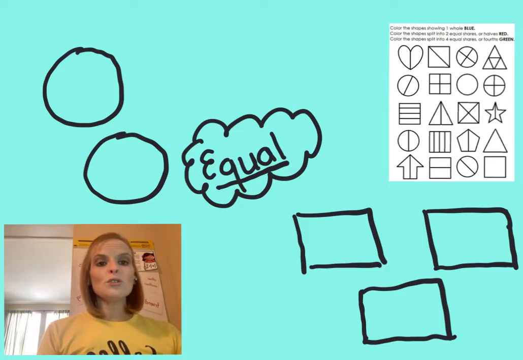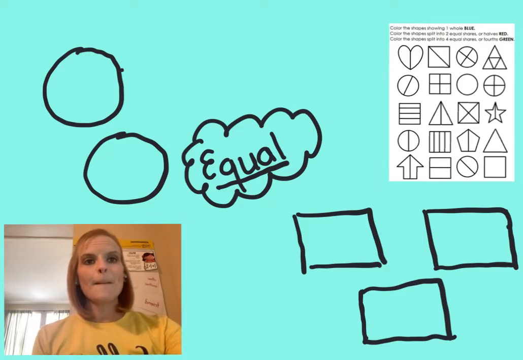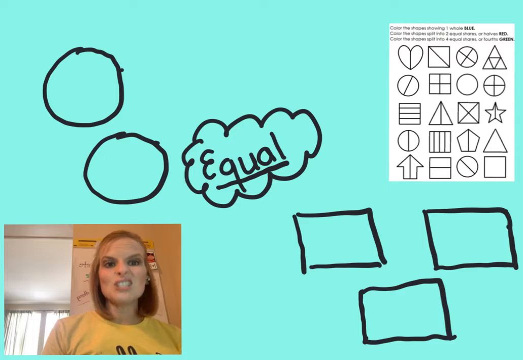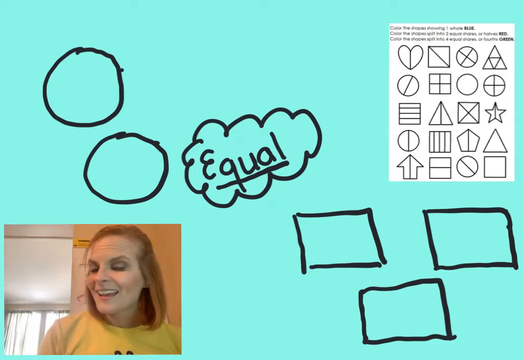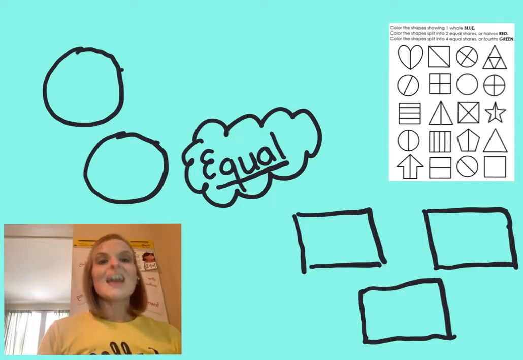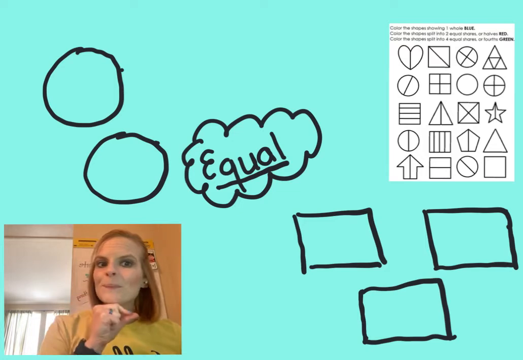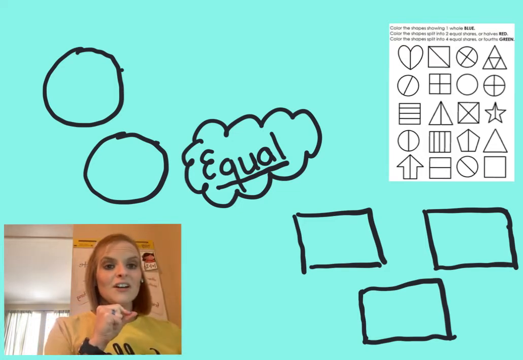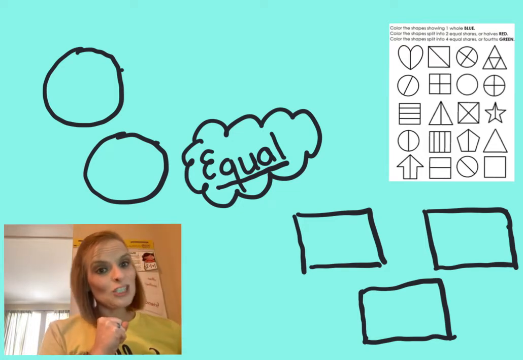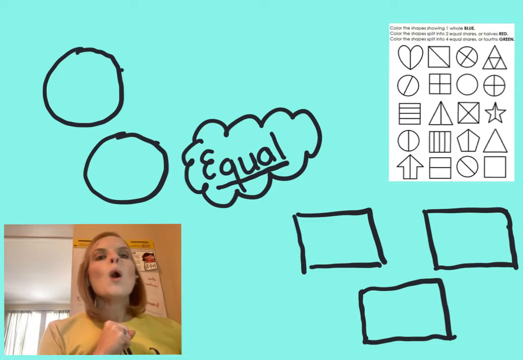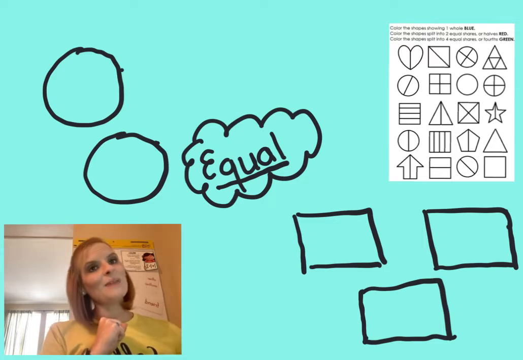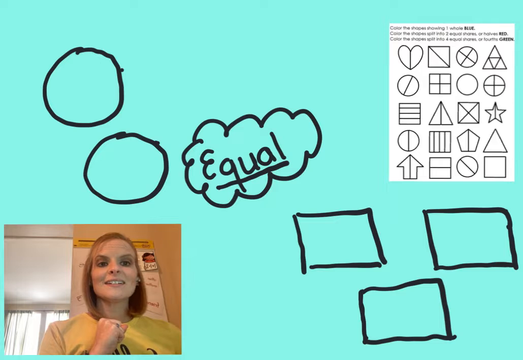So, I drew 2 shapes right here. What are these 2 shapes? Yes, circles. And they are 2D shapes. Why are they 2D shapes? They're flat. Very good. So I want to make these 2 circles into halves. What is one way that I can make these circles into halves?